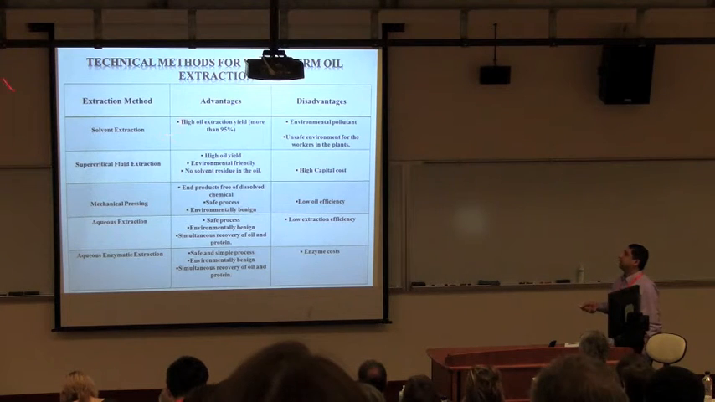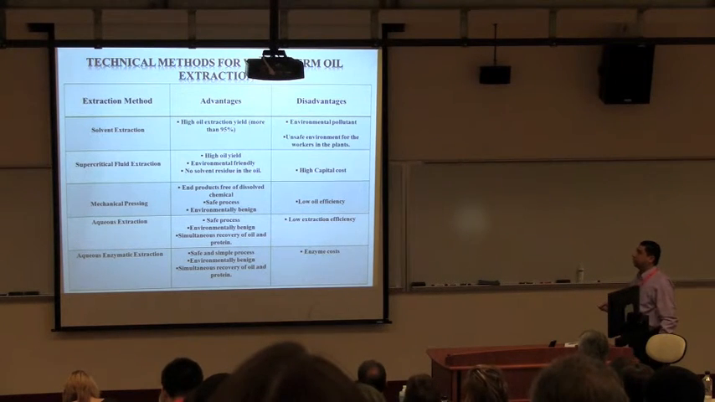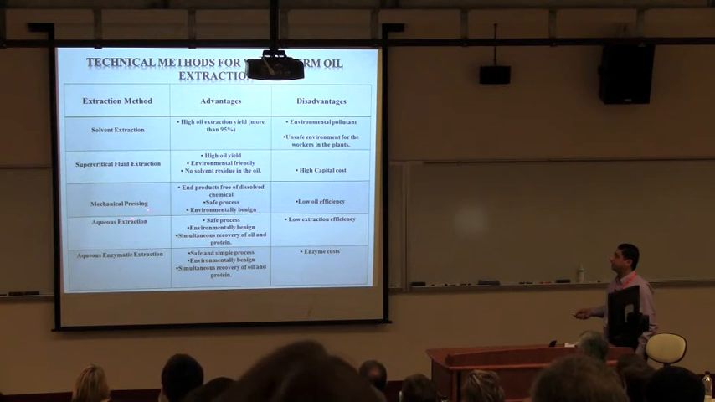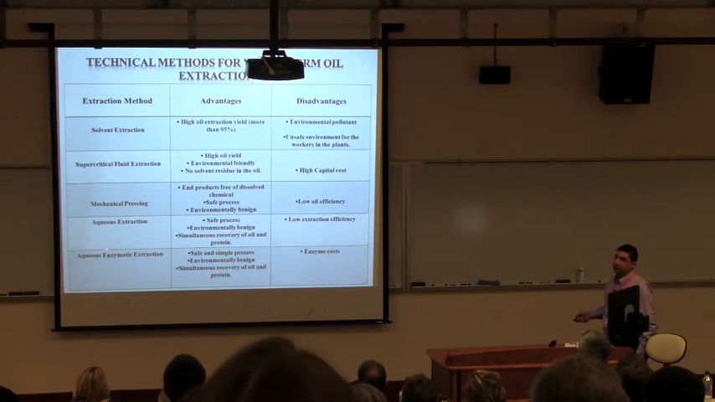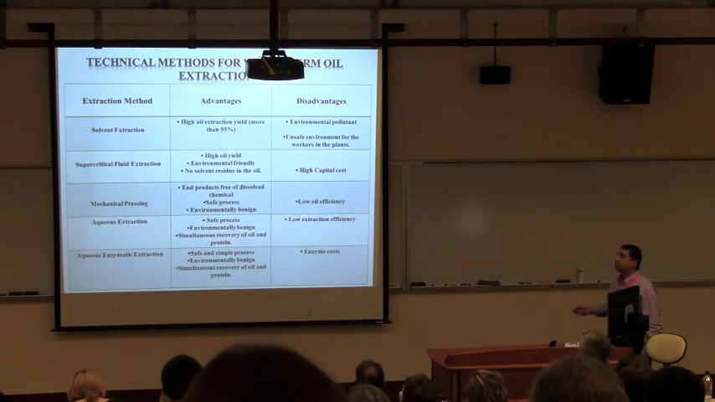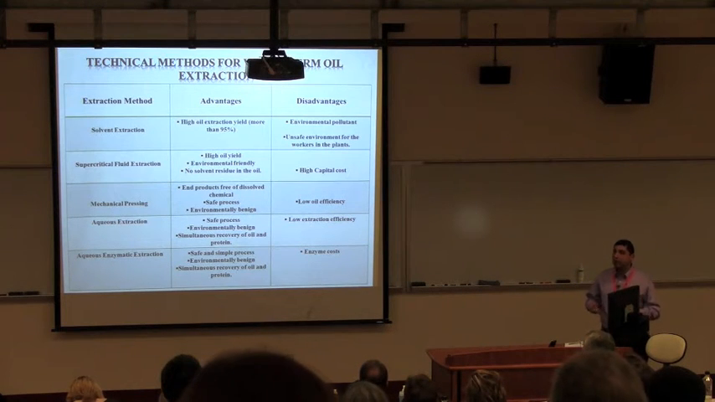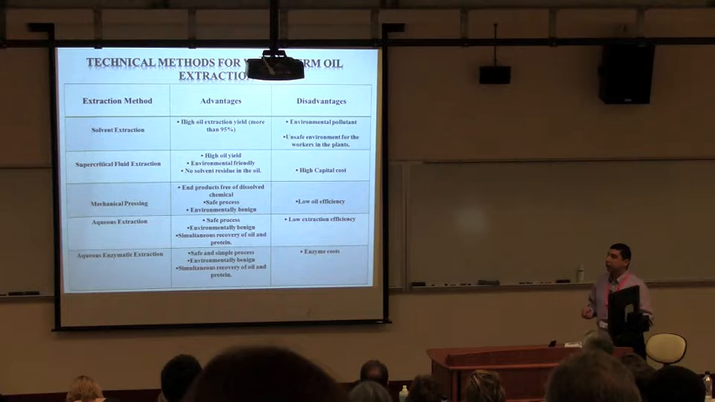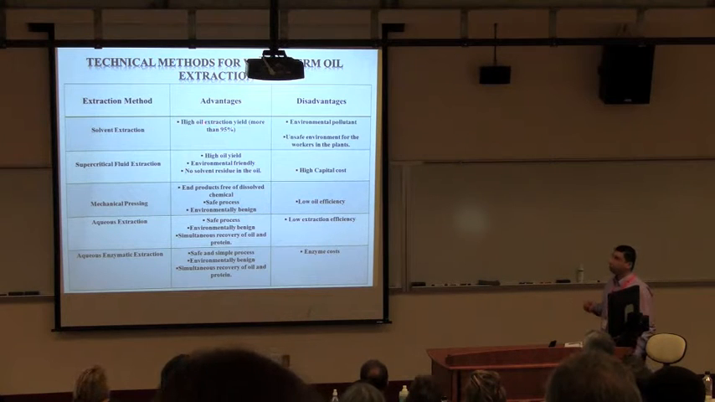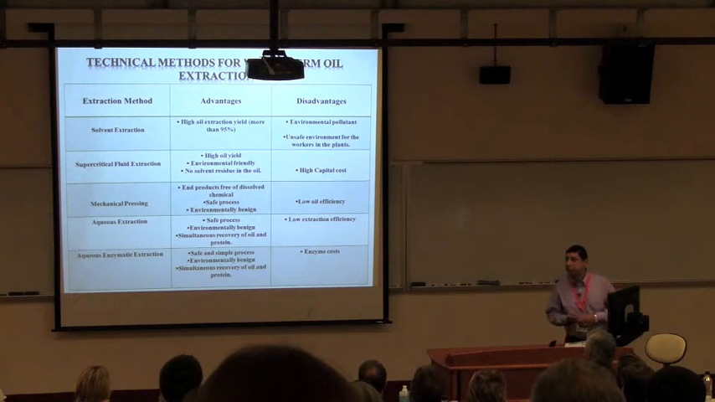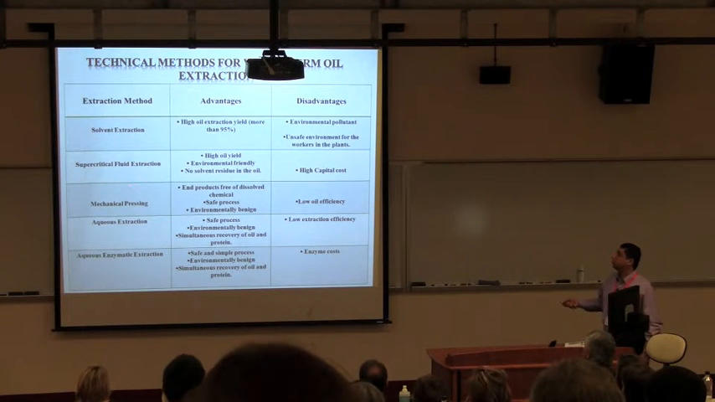Five different techniques are used to extract the oil from wheat germ: solvent extraction, supercritical fluid extraction, mechanical pressing, aqueous extraction, and aqueous enzymatic extraction. In solvent extraction, hexane is used as a solvent to wash the oil out of the germ. This method gives a high oil yield, about 95% or more of the oil extracted. The main disadvantage of this method is that it is environmentally polluting and also an unsafe environment for the workers in the plant.